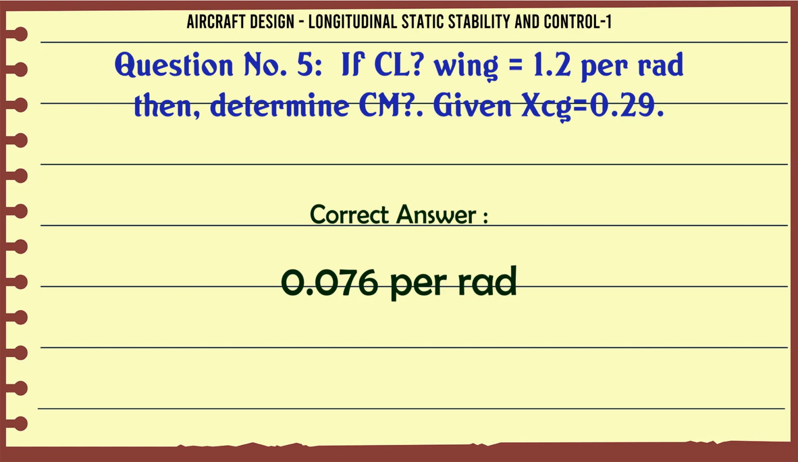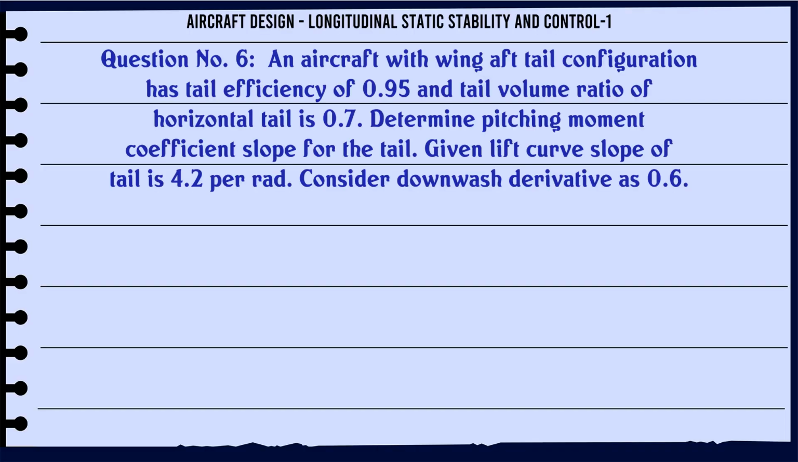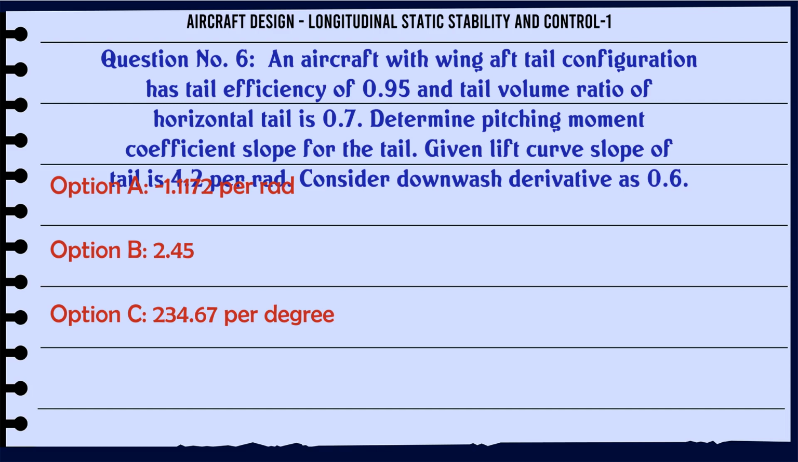0.076 per rad. An aircraft with a wing aft tail configuration has a tail efficiency of 0.95 and a horizontal tail volume ratio of 0.7. Determine the pitching moment coefficient slope for the tail. Given the lift curve slope of the tail is 4.2 per rad. Consider the downwash derivative as 0.6. A 1.1172 per rad.